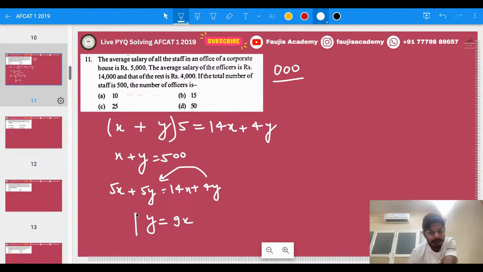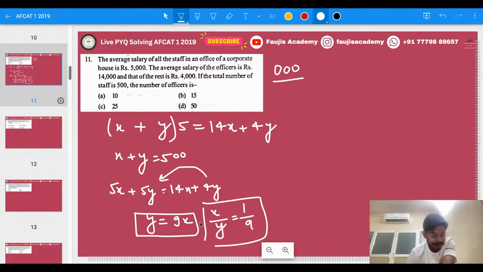9x. If y is equal to 9x, how did I tell you guys to find out? Then x and y are in the ratio of 1 is to 9. The y value will be this particular value and x value will be this particular value. There is no particular value, so we'll put in 1. So if they are in the ratio of 1 is to 9, there are 500 employees over there. So obviously 50 must have been officers and rest all are general employees, isn't it?